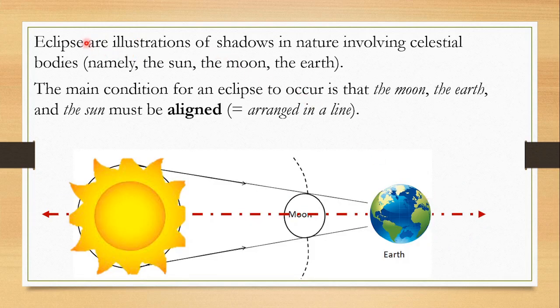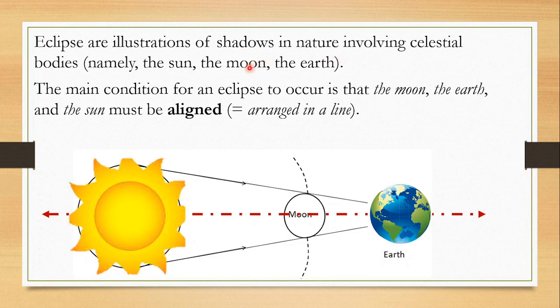Eclipse, as it should be, eclipses, the S is missing. Eclipses are illustrations of shadows in nature. Eclipses, it should be eclipses, plural. Eclipses are illustrations of shadow in nature involving celestial bodies or heavenly bodies.